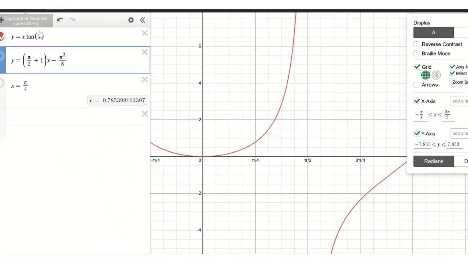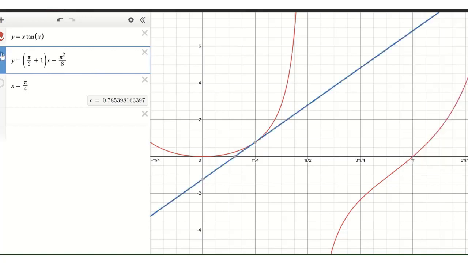To check our answer graphically, we could use Desmos. In Desmos, I've put in all of those functions. I put in the original function, y equals x times the tangent of x. I put in the formula that I found for the tangent line to the function at x equals pi over 4. I also put in a point where x equals pi over 4 just so I can see. Right now all that's showing is the x times tangent of x graph. Let's have it now show the tangent line.